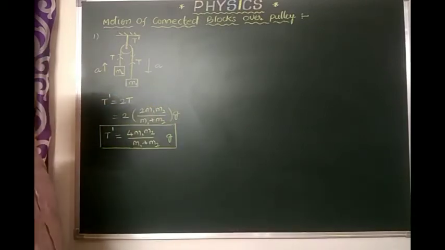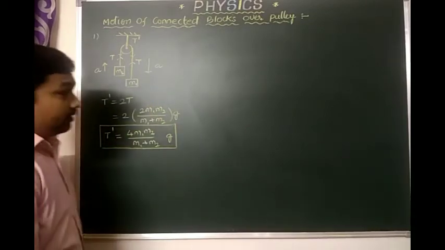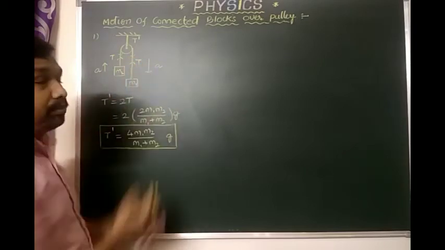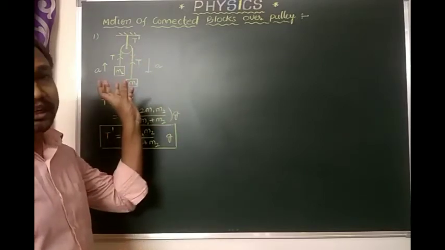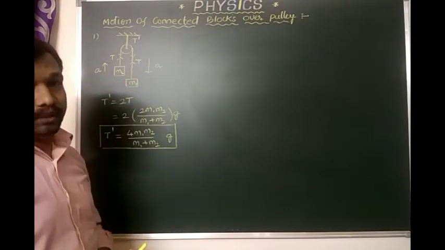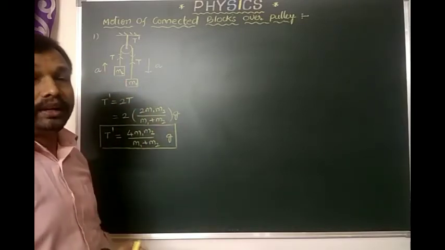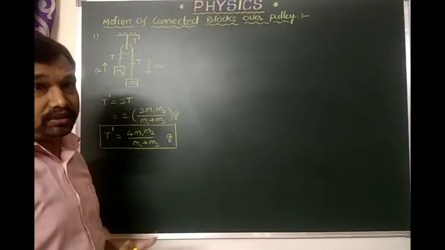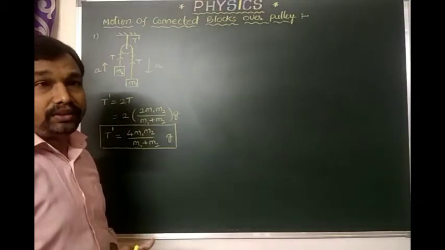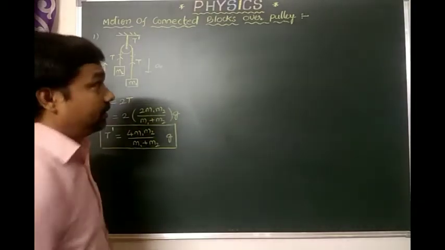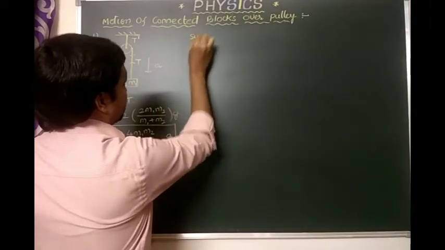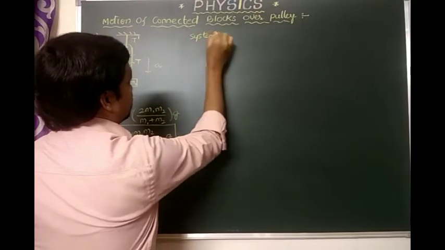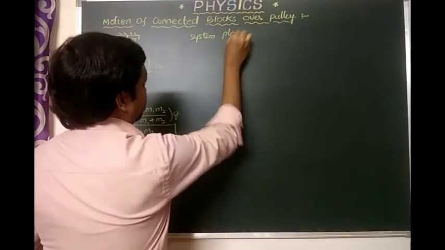This is one more equation. Right now, suppose this whole system is placed in a lift. When the lift is moving in the upward direction, what changes happen? When the lift is moving in the downward direction, what changes happen? If the system is completely placed in the lift, the system is placed in the lift.